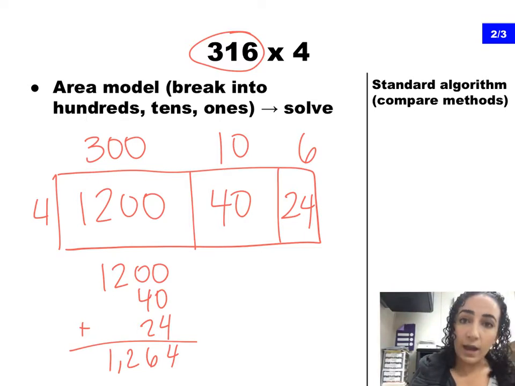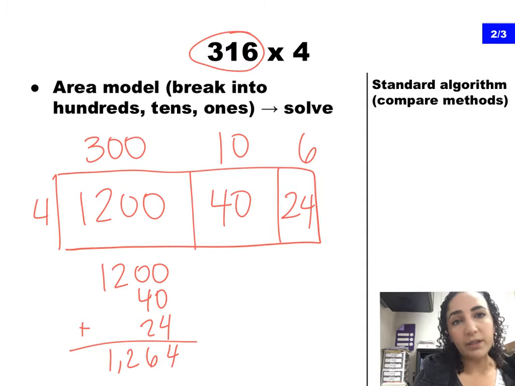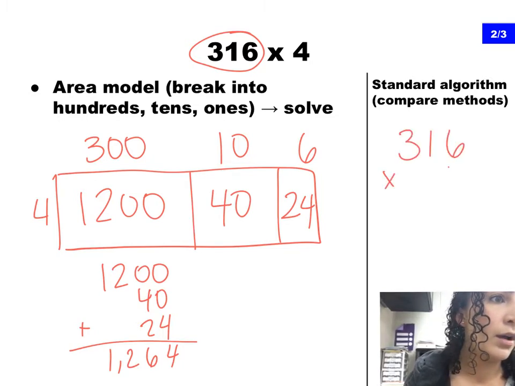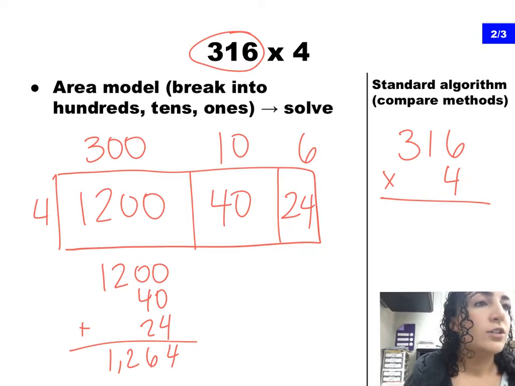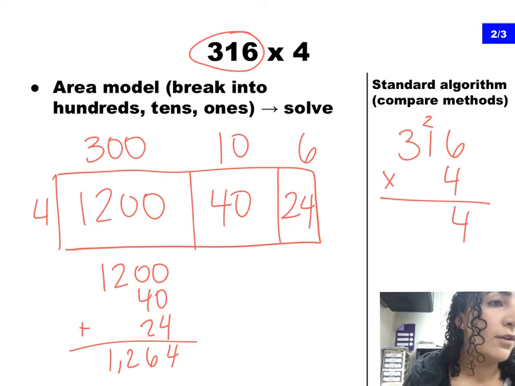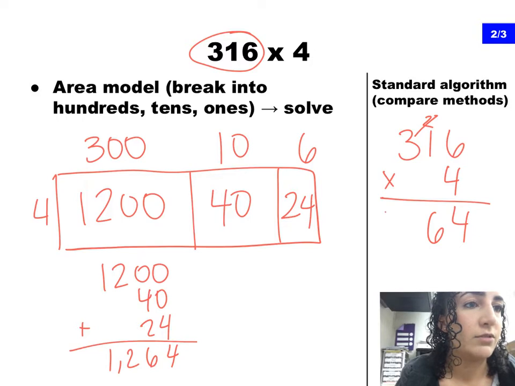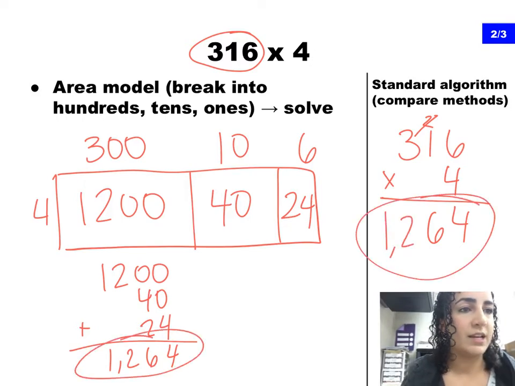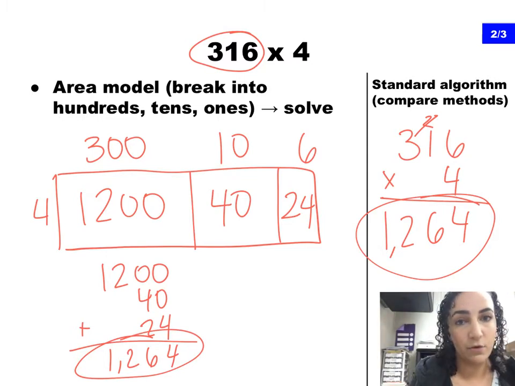1,264. So now I'm going to repeat the same exact problem, but this time I'm going to use the standard algorithm, and if I did it correctly, I should get the same answer. So let me write down my problem. All right, so 6 times 4 is 24. 4 times 1 is 4, and 4 plus 2 is 6, and then 4 times 3 is 12, and look at that, same answer, same answer. I'm feeling pretty confident that the product is 1,264.